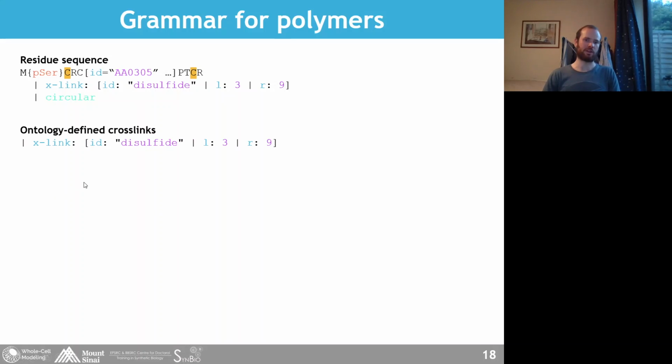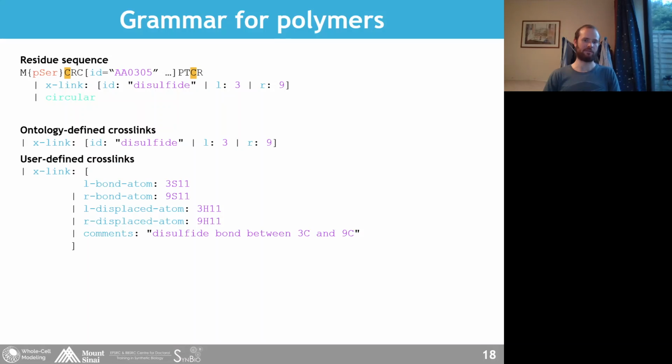What else do we have in this string? We see that we can specify crosslinks using the ontology of crosslinks. So here we say that we have a disulfide crosslink, and for that we have already defined what the left bond atoms, right bond atoms, so what the bond atoms are and what the displaced atoms are. If you need to describe further crosslinks, you can do so again using this user-defined format with the square brackets.